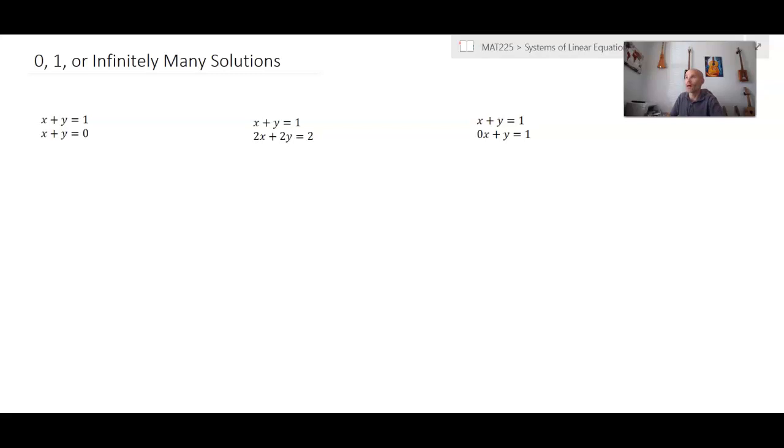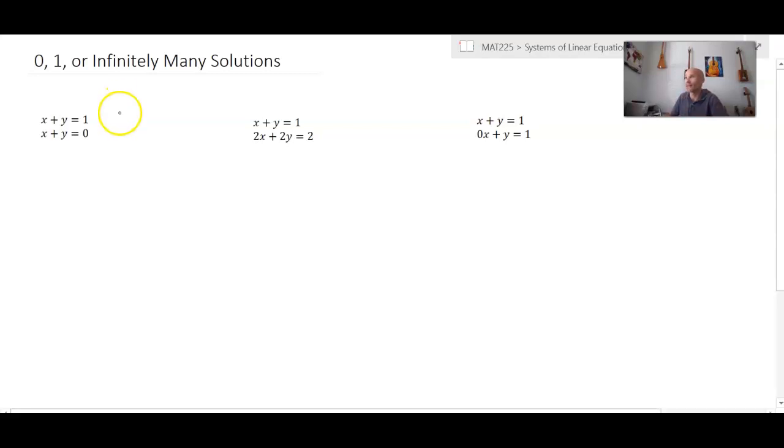Now, if you think about the logic of what this system is saying, it's saying that there are two values that when I add them together, I get 1. And the second equation seems to emphasize that those same two values that I add together, x and y, I get 0. So I can't think of two values that I can add together and get 1 and also 0.